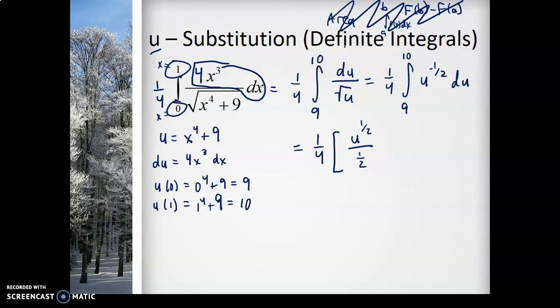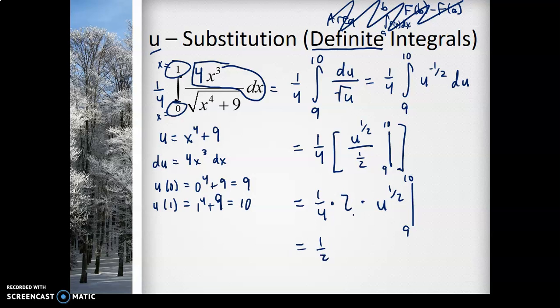I don't need a plus c because it's definite, but now I need to evaluate it going from 9 to 10. So I need to plug in 10 and I need to plug in 9. Now I can either simplify all of this and then plug in 10 and plug in 9, or I can plug in 10 and 9 and then simplify it. If I plug in 10 and 9 and then simplify it, I'm going to have to simplify it twice. So I'm going to go ahead and simplify it first. So instead of dividing by a 1/2, that's the same as multiplying by 2. So 1/4 times 2 is 1/2.